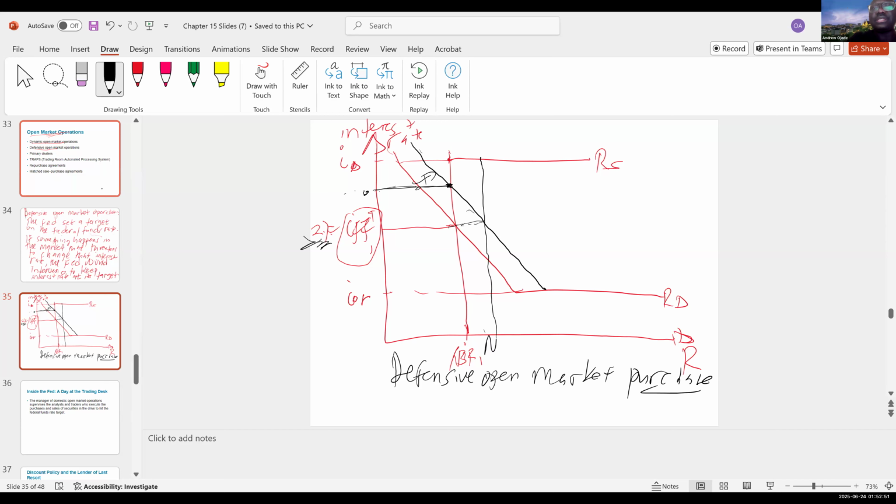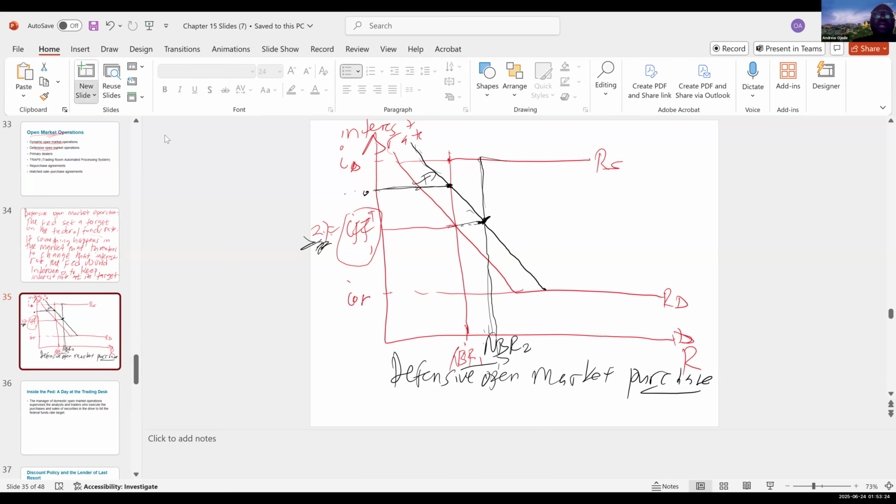So the non-borrowed reserves are going to rise because of that bond purchase. So the new equilibrium is going to be where the two black lines intersect, where the new supply curve intersects the new demand curve, which is this point. At the point of intersection, the interest rate is kept at 2%, where the Fed wants it to be. So that's what we call a defensive open market purchase. A defensive open market sale is the opposite.